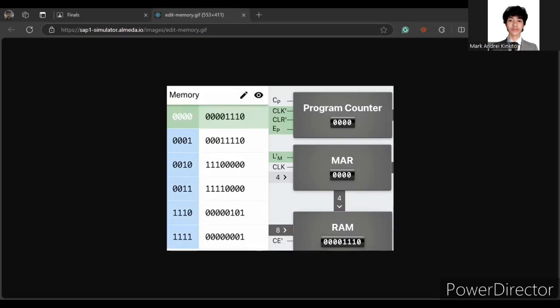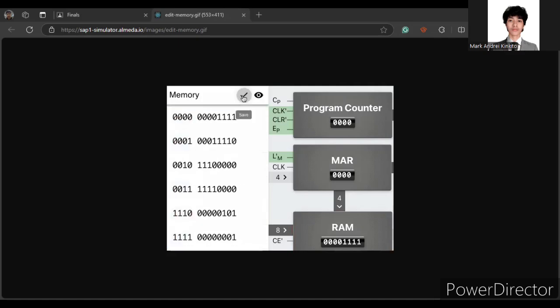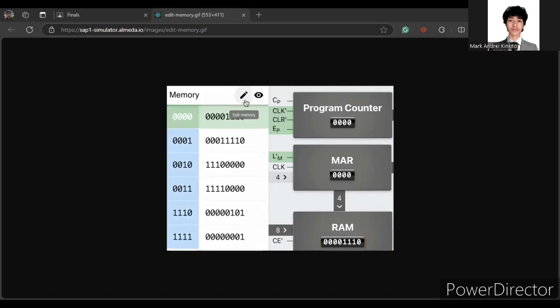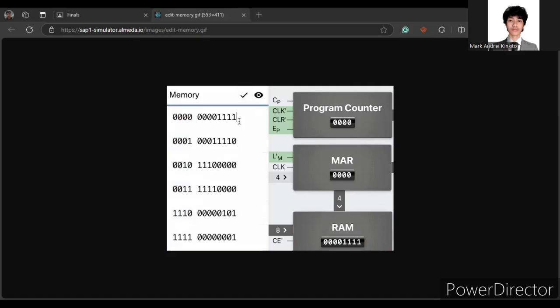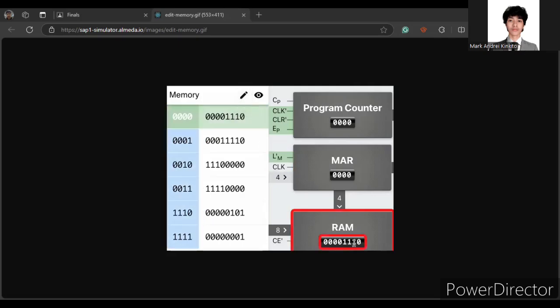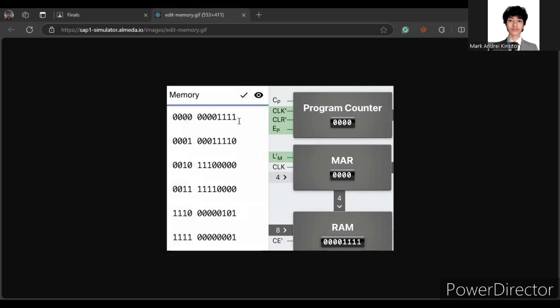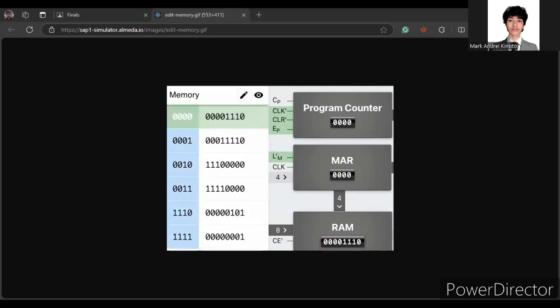So example operations in SAP1 are addition. The SAP1 can add values stored in the accumulator and memory, updating the accumulator with the result. Load. This operation loads a value from memory into the accumulator, setting the stage for further calculation. Store. The result of computation in the accumulator can be stored back in the memory. And jump. A control instruction that allows the program to jump to a different part of memory, altering the sequence of operations.